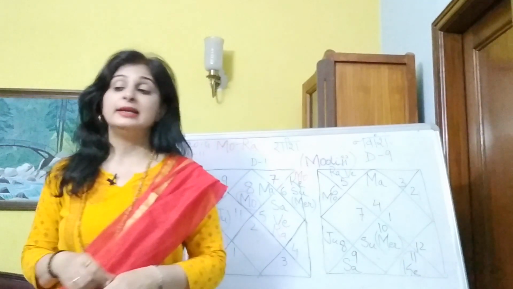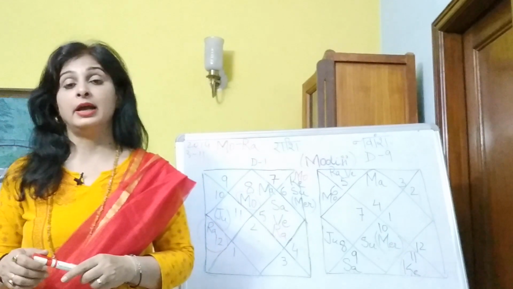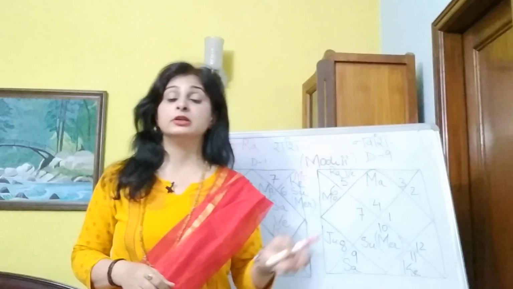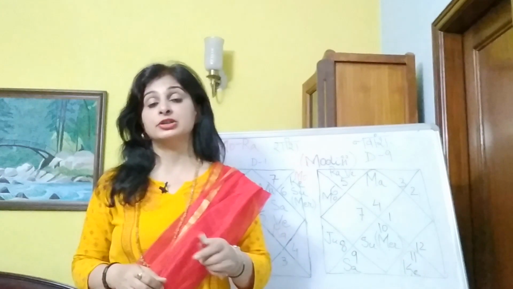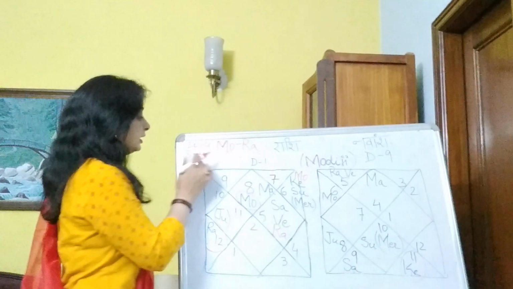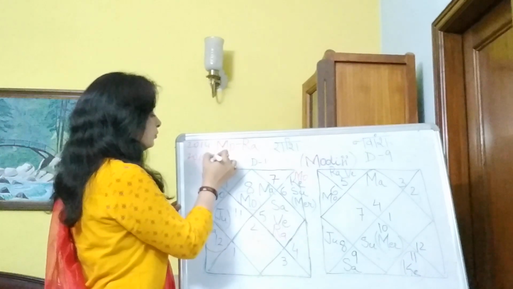Now let's come to 2019, when he became the Prime Minister for the second time. What were the planetary positions and dashas happening at that time? Let's see that. Friends, at that time he was running the dasha of Moon and Ketu.